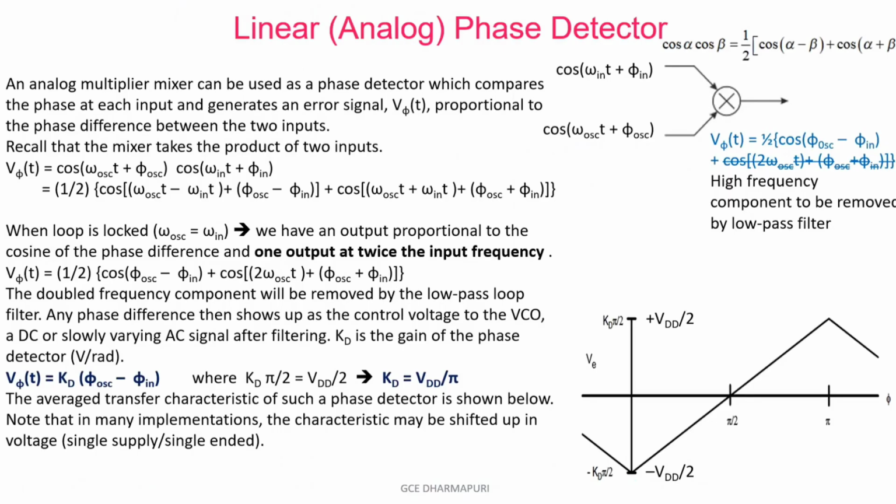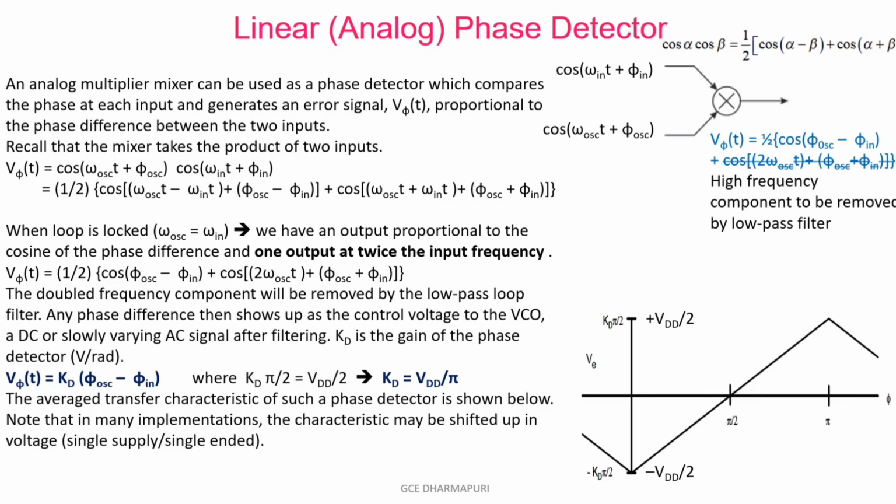Next, pull-in time. The total time taken by the PLL to establish the lock is called pull-in time. So there are two types of phase detector. One is the analog phase detector and the next one is the digital phase detector.